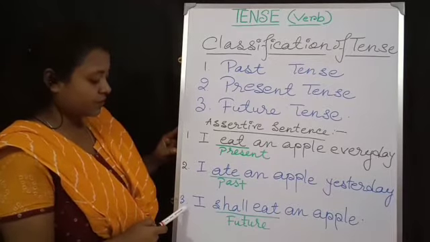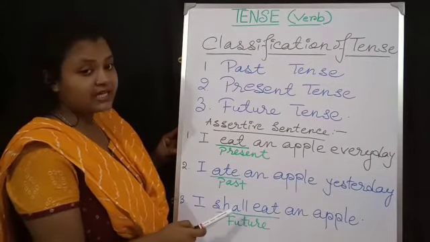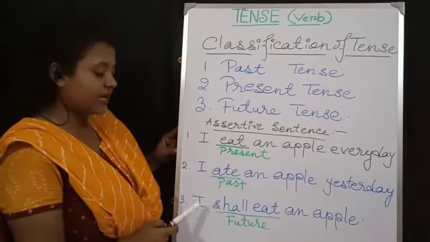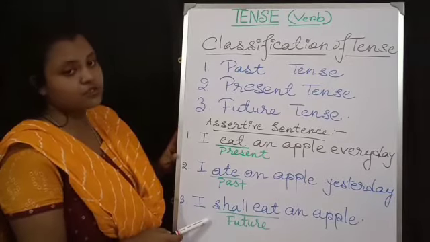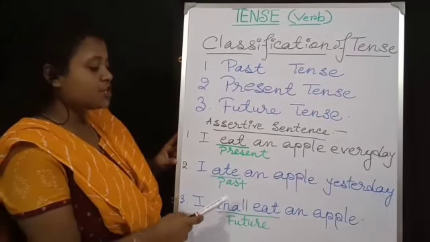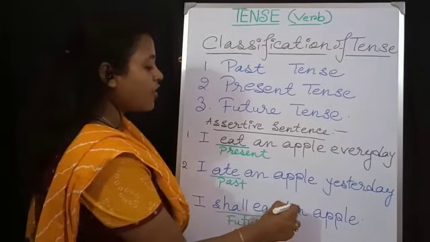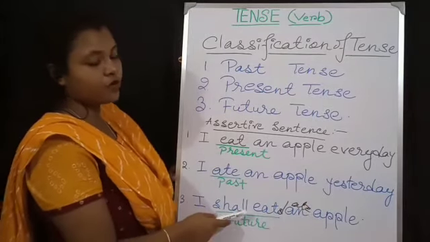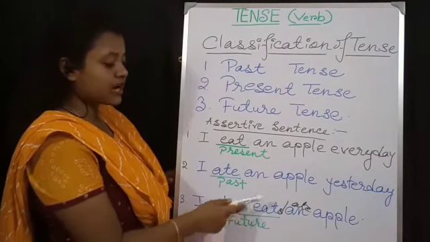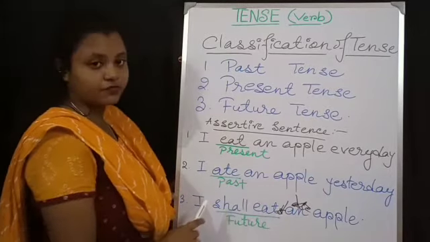Now, come to the third one. I shall eat an apple. So, here shall eat. I told you students, wherever you find shall and will, the helping verbs like shall and will, that means the sentence is written in future tense. So, it is an example of the future tense. After shall or will, you cannot write eats or ate. You have to write the present form of the verb, or the first form of the verb. You cannot write the past form of the verb. After shall or will, you have to write the present form.